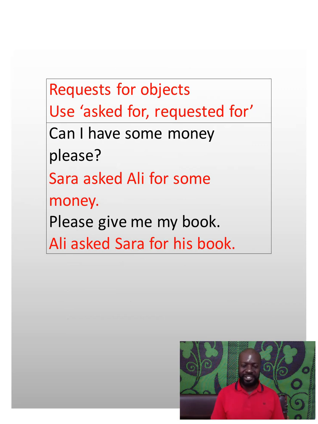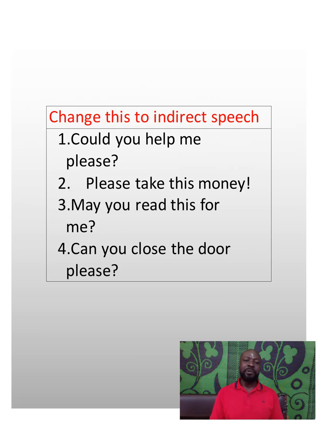Be careful. We have another one. Requests for objects. Use asked for or requested for. Can I have some money, please? I want you to see that there is please. But here you are asking for something. Can I have some money? Someone is asking for money. Now, I want you to compare with this. Could you help me? Someone is asking for help. Please take this money. Someone is asking to do something.